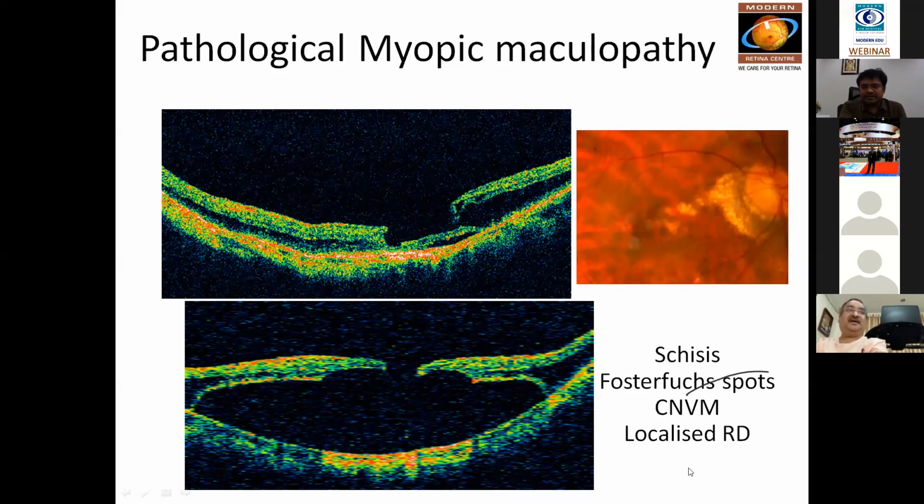The next entity is that sometimes they can develop a localized retinal detachment. Some of these patients, as you can see here, have an RPE with a very concave configuration. Normally the OCT of the retina will be either flat or slightly concave, but you can see it is almost like a ball. This is because of the staphyloma. Whenever there is such a staphyloma, there is thinning of the retina.